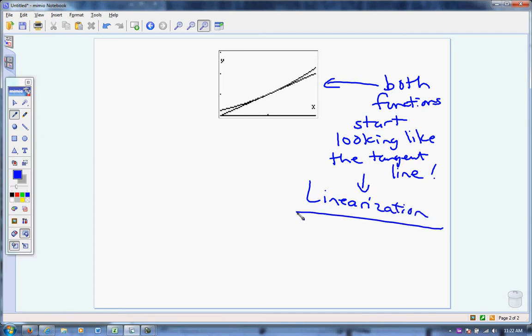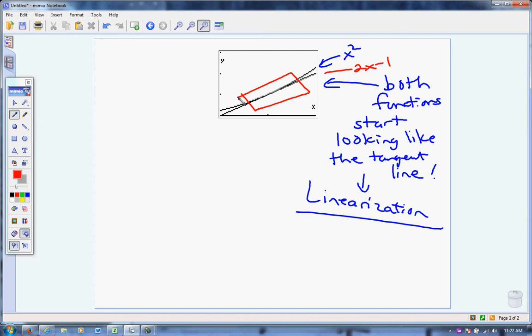If I look at that graph that I just pasted in there, this top one is x squared. The bottom one is my tangent line, 2x minus 1. But look right here at that section. Don't they look the same? So it's the idea that as we get close to the tangent line, both the original function and the tangent line start looking the same. They start looking like the tangent line. All right?